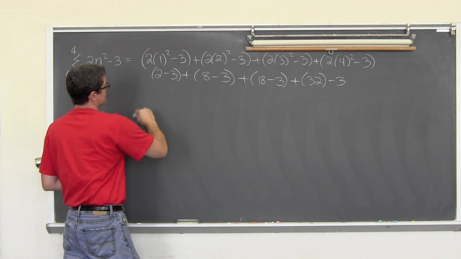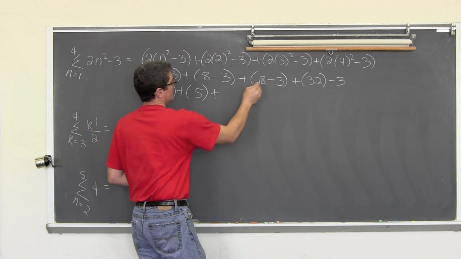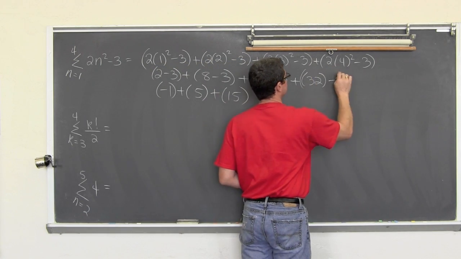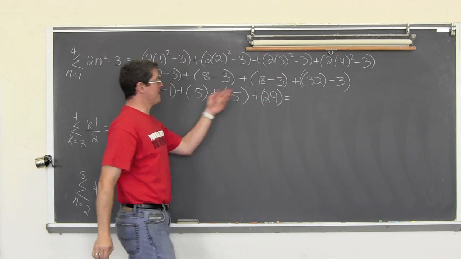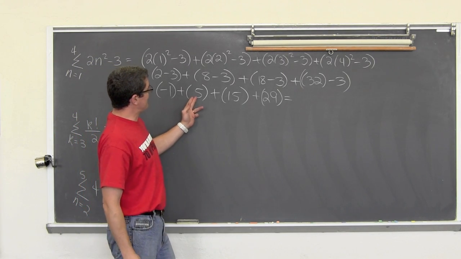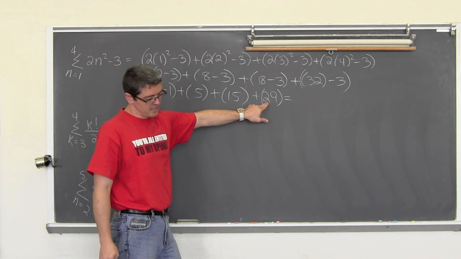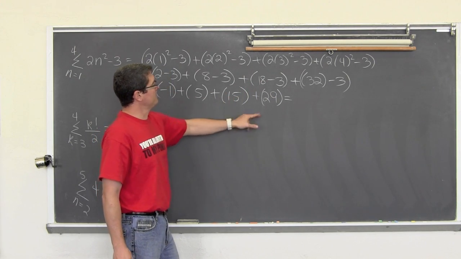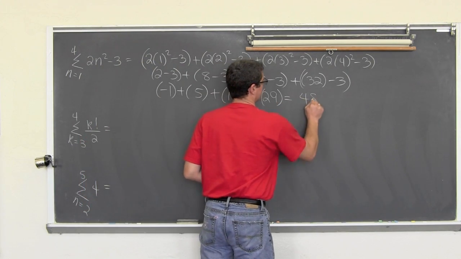So we have 2 minus 3 is negative 1, 8 minus 3 is 5, 18 minus 3 is 15, and 32 minus 3 is 29. I think by now I probably could have just dropped those parentheses, but I was rolling. So we've got 5 and 15 is 20, and another 29... let's try that again. 5 and 15 is 20. Now it's 49. Minus 1 is equal to 48.